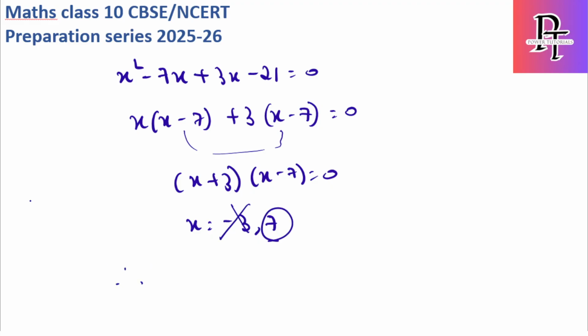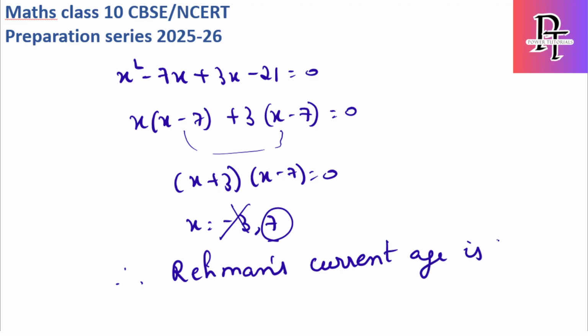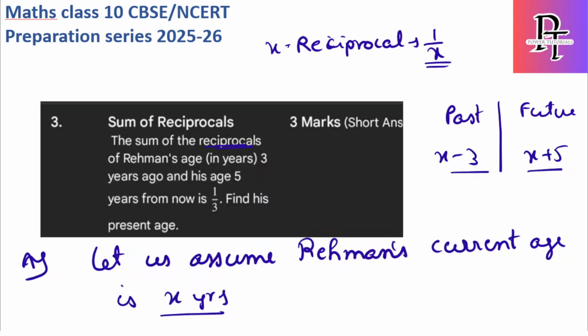Therefore Rahman's current age or present age is 7 years. You can also cross check. 1 by x minus 3, which is 4, and 1 by x plus 5, 7 plus 5 is 12. So if I take LCM, this becomes 3 by 12 plus 4 by 12, which is nothing but 1 by 3, which is what the question mentioned.